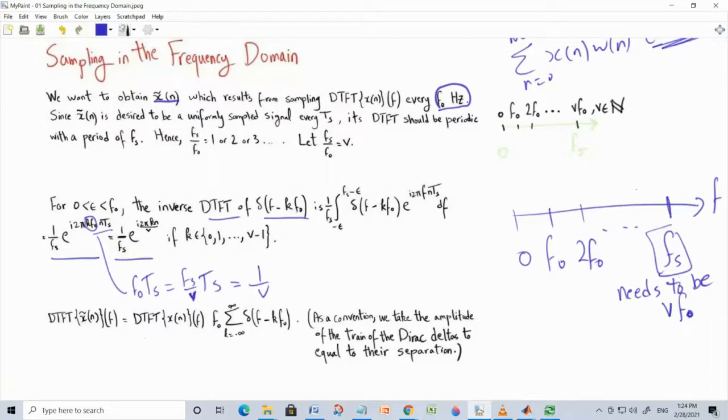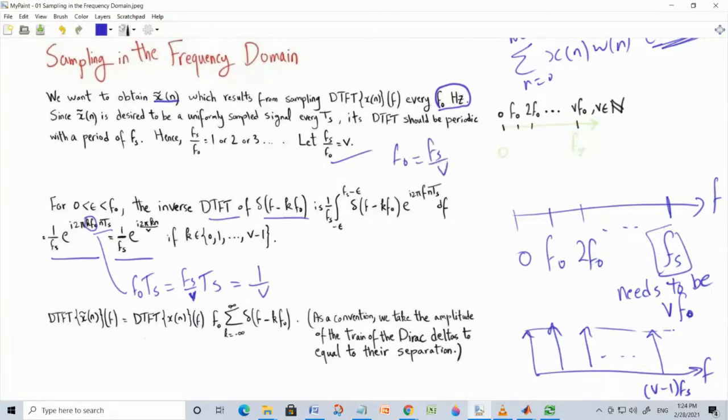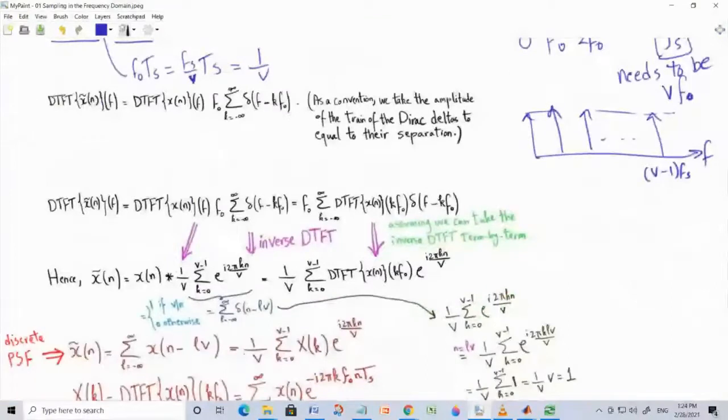So here we take samples, and we will place Dirac deltas at 0, at F0, at 2F0, all the way to (V minus 1) F0. And we will need to take the inverse discrete time Fourier transform. Just from the definition, basically this is the inverse, and the exponential is now written in terms of V, using this result that F0 is Fs over V, and the other result that Fs by definition is 1 over Ts, and so their product is unity.